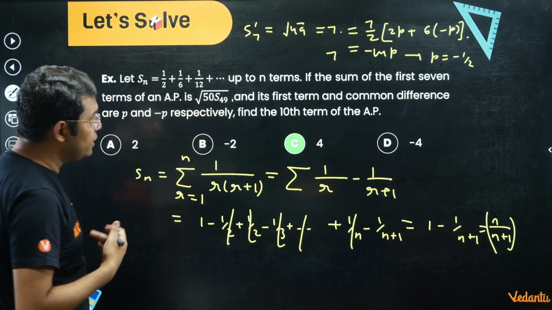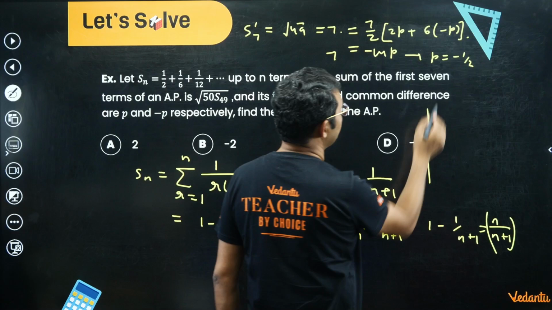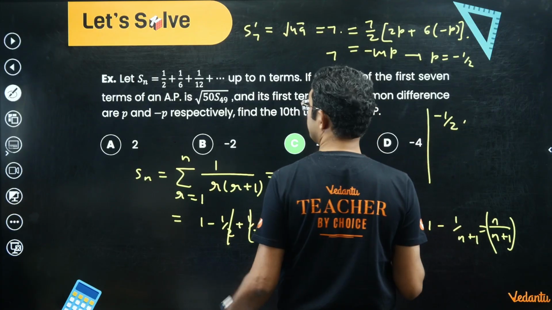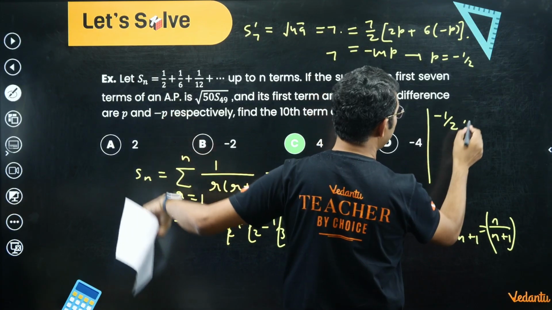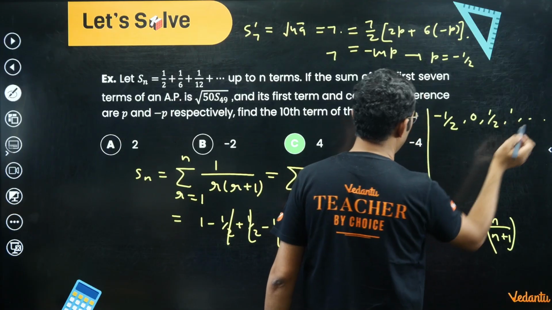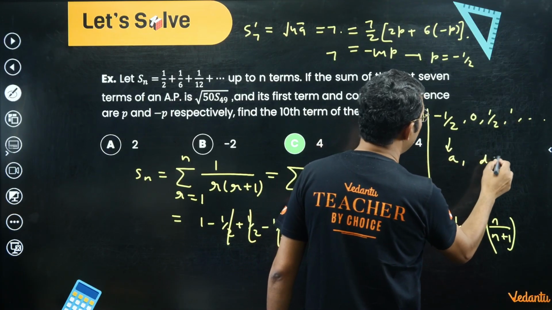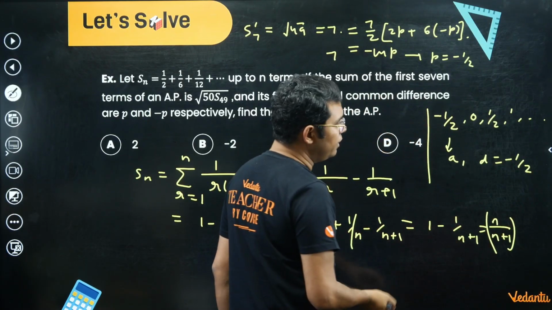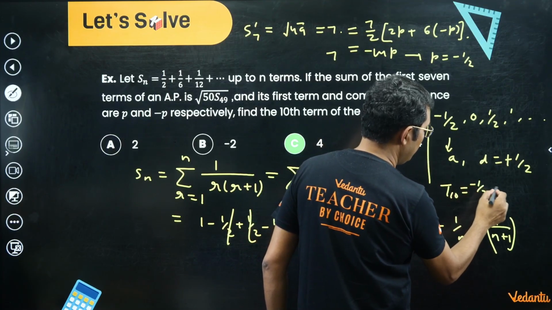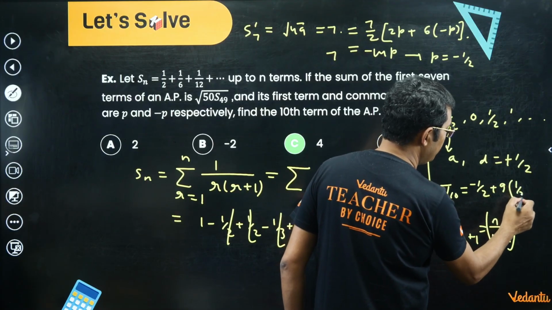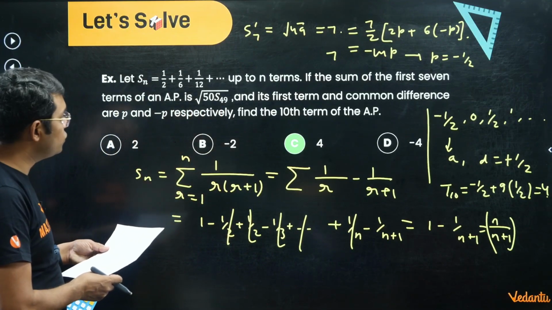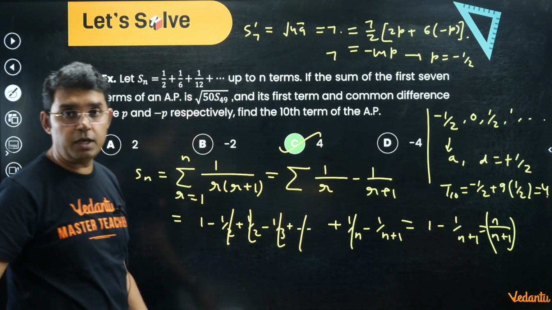Okay, then what are they asking? They're asking for 10th term. So P is minus half. So first term is minus half, and common difference is minus P, that is 1 by 2. This is 0, this is 1 by 2, this is 1, and so on. We know A, we know common difference, D is half actually. So T10 we can find. It will be minus half plus n minus 1 into d. So this becomes equal to 4. Answer for this question should be C. Already we have seen this answer.